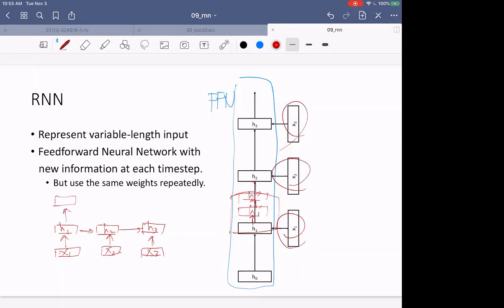So this becomes, let's just say, S1, S2, S3. In this RNN, X's are the input. In this RNN, H's are the new inputs. So you just stack your RNN, just like stacking the transformer. You can stack as many RNN layers as you want. So that's also possible.